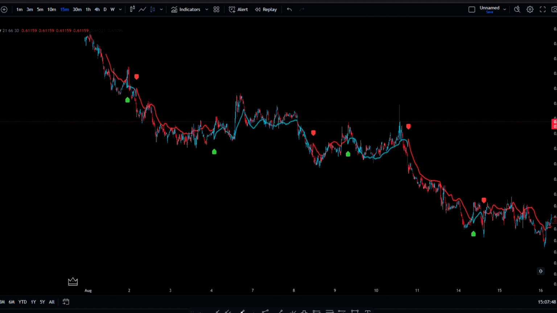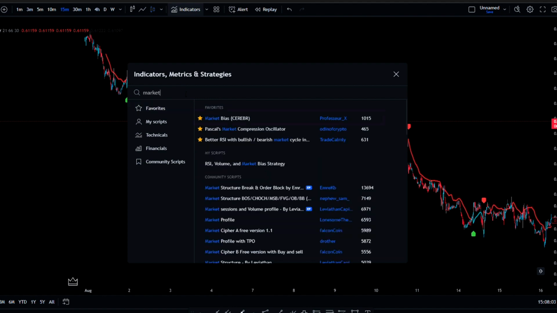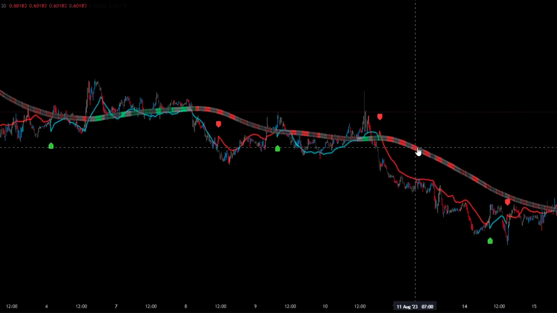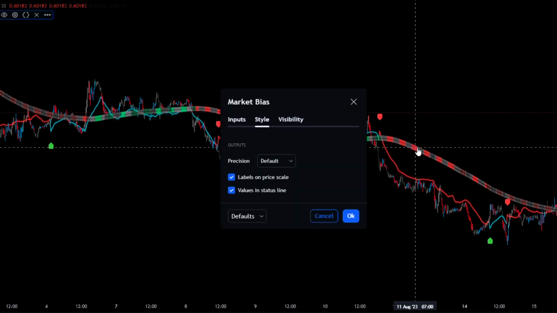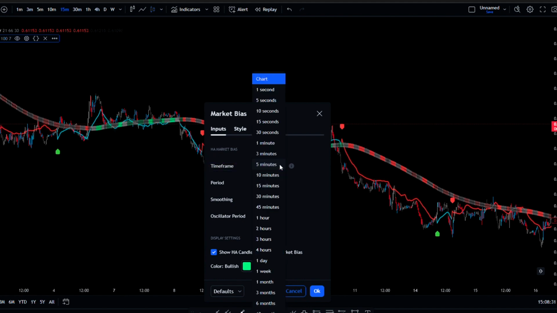For this scenario, I'm going to be using the market bias. So let's head on over to the Indicators tab and search Market Bias by Professor X. Once loaded, let's make some adjustments in the settings by double clicking on the market bias. Head on over to its inputs, and underneath HA Market Bias, we're going to change the time frame from chart to 1 hour to help us get a better understanding of the 1 hour direction, to help us filter out a lot of losses by determining the overall market direction.